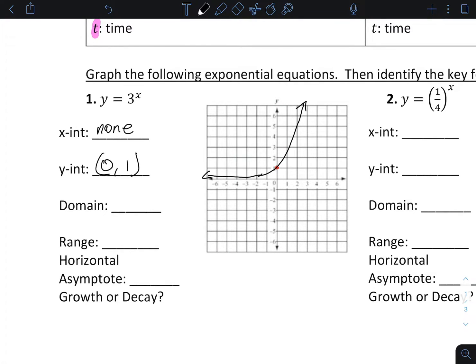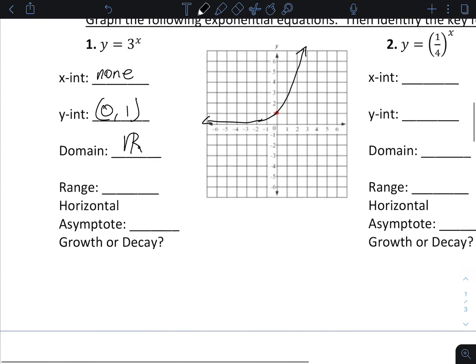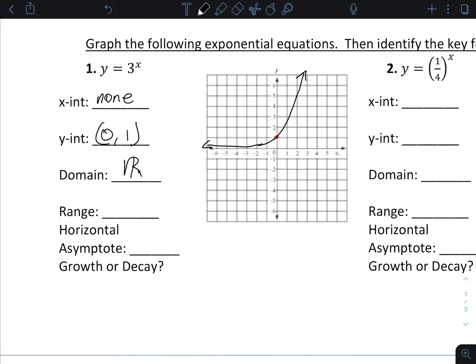My domain, here's the thing. Remember, for this, it's always going to the left in an infinite direction. And on this right side, yes, it's going up, but it's actually also going towards the right. So my domain is all real numbers, and that's going to be the case for all your exponentials. So like we did with quadratics, you can go ahead and do the same thing on all these. Say your domain is always all real numbers.